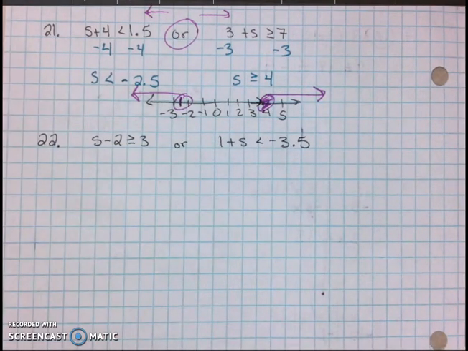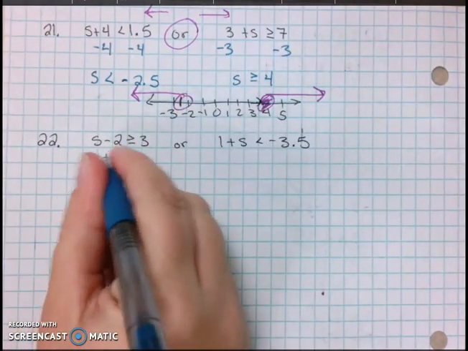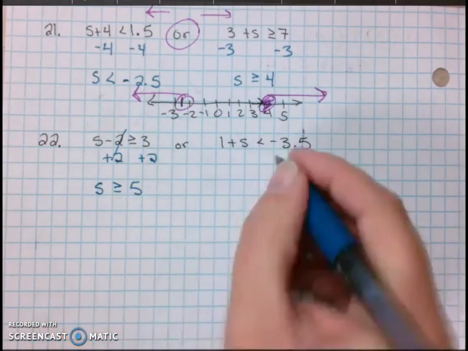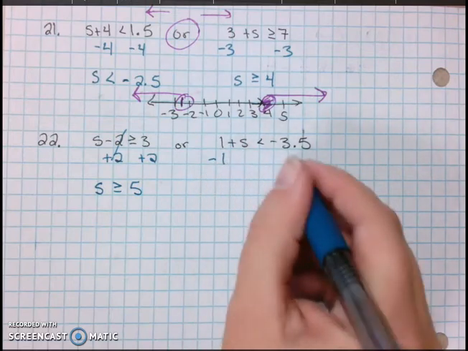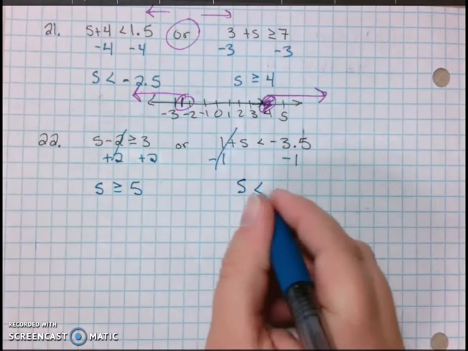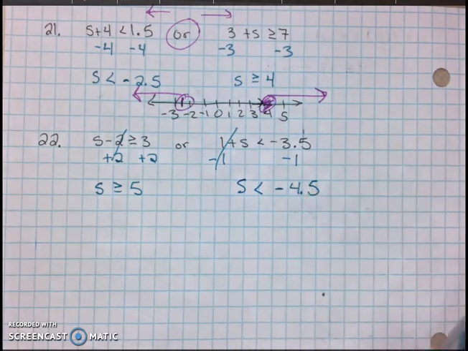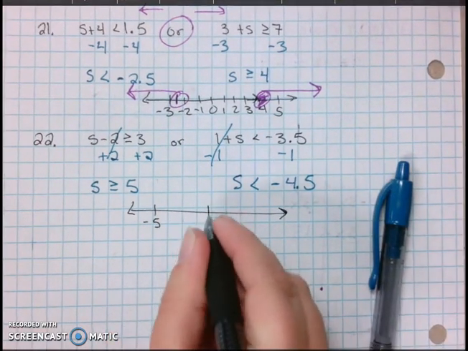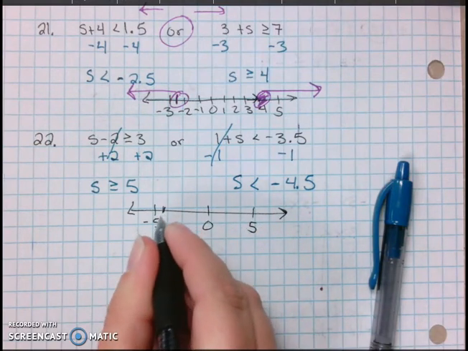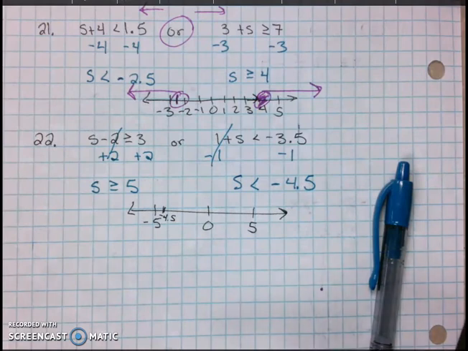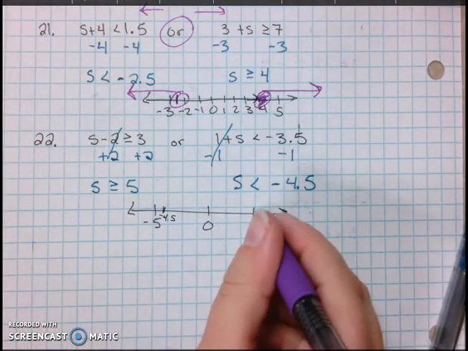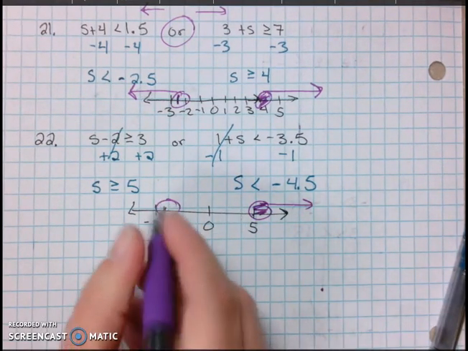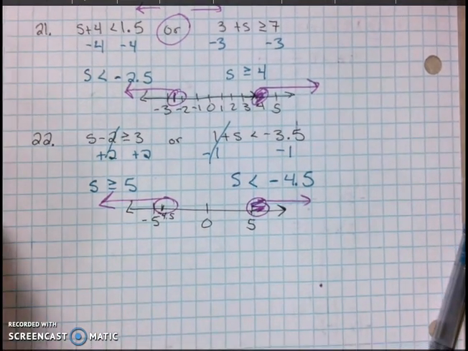Okay, 22 is another OR, so solve these separately. S minus 2, so we're going to add 2 to both sides of our inequality, so that those cancel. And 3 plus 2 is 5. Over here, 1 plus S, so get rid of this 1 by subtracting 1 on both sides. That'll be negative 4.5. Graph these on the same number line. Make sure I'm going to do negative 5, 0, 5. So negative 4.5 is going to be like right there. Alright. Greater than or equal to 5, so I circle the 5, fill it in. Greater than goes to the right. S is less than negative 4.5, I don't fill it in. And see, they go opposite ways, so I know I did it correctly.